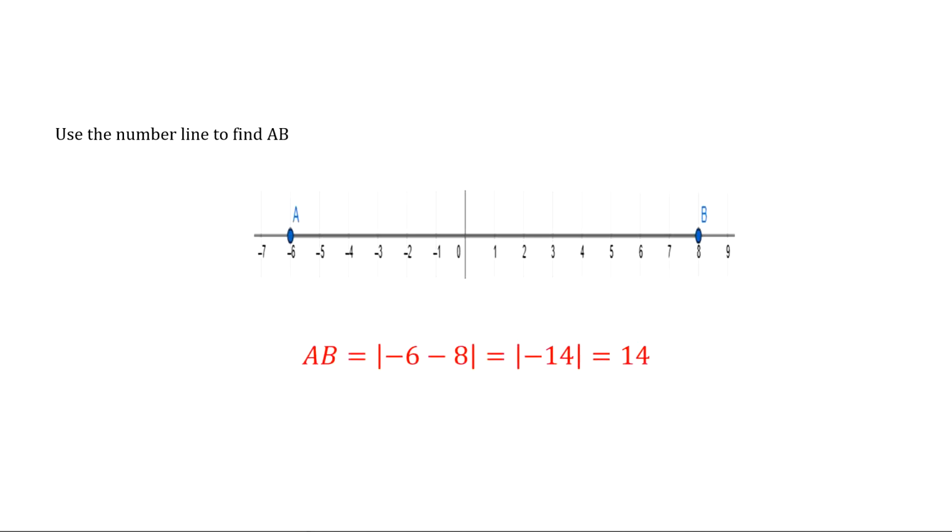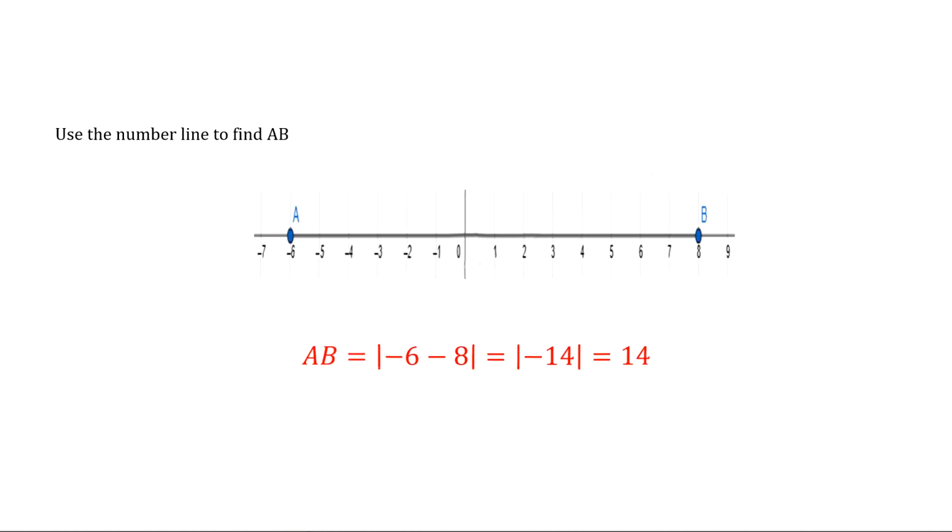Okay, so this is what you should have got. We should have had 14. You could have counted them up. -6 to 0 is 6 spots. 0 to 8 is 8 spots. 8 plus 6 is 14. It works that way as well. But the formula is the absolute value. So I did -6 minus 8. I got the absolute value of -14, which simplifies to 14.